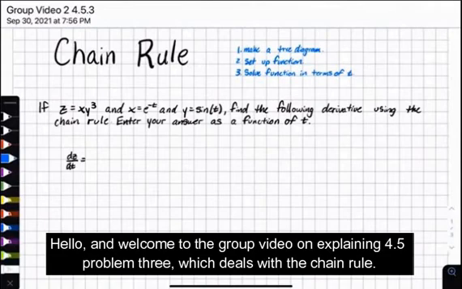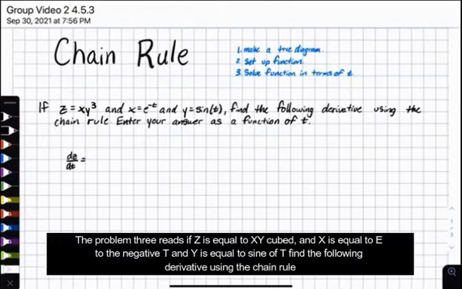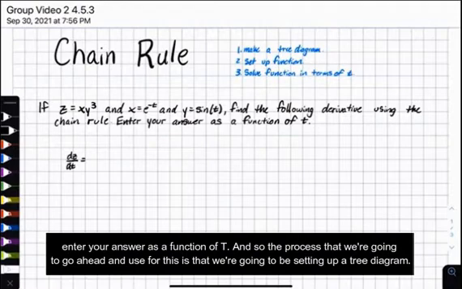Hello and welcome to the group video on explaining 4.5 problem 3, which deals with the chain rule. The problem 3 reads, if z is equal to xy cubed and x is equal to e to the negative t and y is equal to sine of t, find the following derivative using the chain rule. Enter your answer as a function of t.